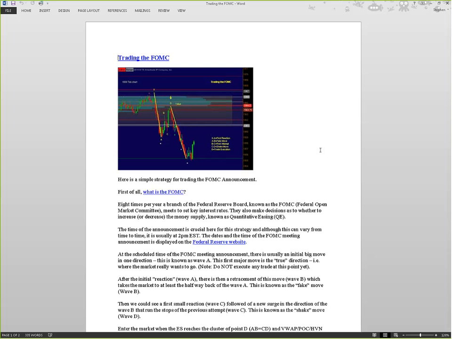This doesn't have to be ABCD. It could be A, and then B is the move. Or, I'm sorry, B is the retrace, and then C is the move. More than likely, there's going to be some further continuation, or I should say completion of an ABC. But essentially, after the initial reaction, there's a retracement of the move, wave B, which takes the markets at least halfway back. That is key. Even though this is a fake move, that halfway back, or those intraday fibs, are the levels, and that area is a good place to look.